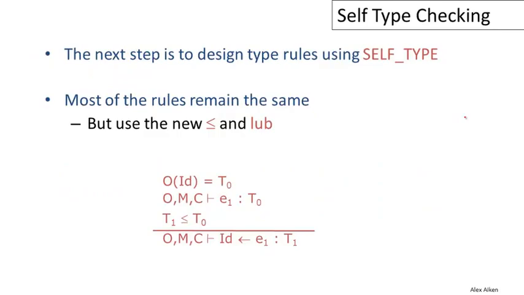So now we're ready to actually give the type rules that use self-type, and for the most part this is really easy because the rules just remain the same. They look the same, but they're actually a little bit different because they use the new subtyping and least upper bound operations that we defined before. For example, here is the rule for assignment, and this looks identical to the rule we discussed several videos ago. But notice that this use of subtyping is now the extended definition of subtyping to incorporate self-type, and so now this rule works with self-type as well as with the normal class names.